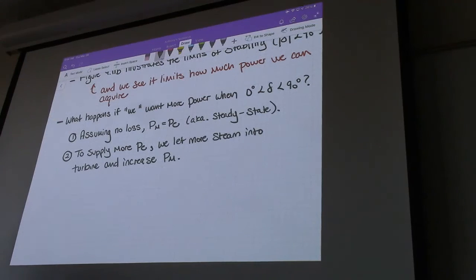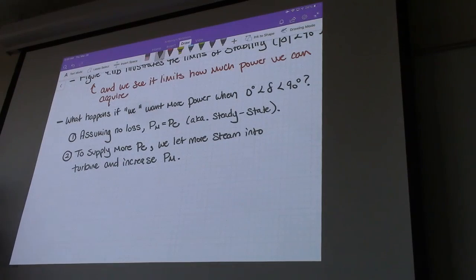So if there's no loss within the generator, which is an okay assumption for what we're doing right now, and that's also the reason why we've neglected the internal stator resistance, because that would be one component of the loss. Assuming no loss, PM is equal to PE. And so I'm sure you can take the next leap from there, which is if we want to increase the amount of power that's being generated.